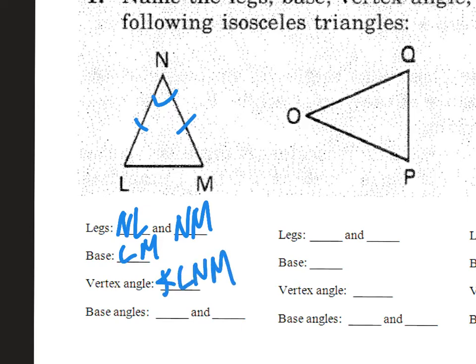And I'm using proper notation. My base angles would then be the ones that don't really have a buddy over there, but they're going to be congruent to each other. So I have angle NLM and then angle NML.